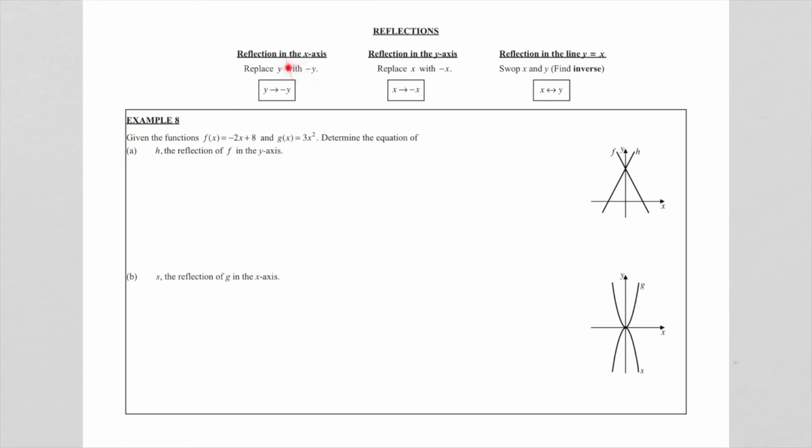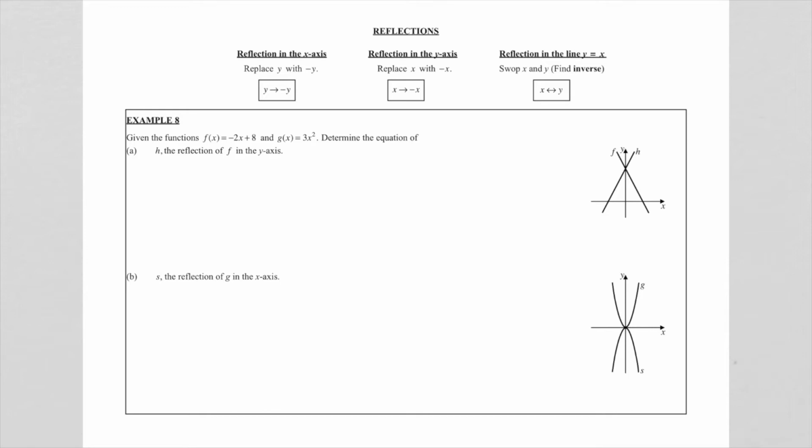We have the reflection in the x-axis. That is where we replace y with a negative y. We have reflection in the y-axis. That is when we replace x with a negative x. And then we have the reflection in the line y equal to x. And that is where we swap x and y. And that is also, like we said in previous lessons, called the inverse. So reflection in the line y equal to x and inverse, one and the same thing.